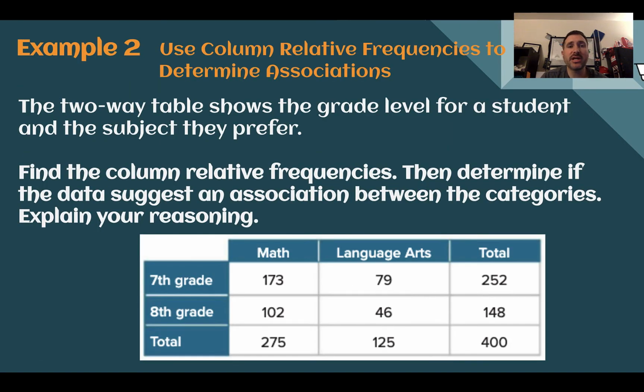Example 2. Use column relative frequencies to determine associations. This two-way table shows the grade level for a student and the subject they prefer. Find the column relative frequencies, so I don't care about the total for my rows. Then determine if this data suggests an association between our categories.